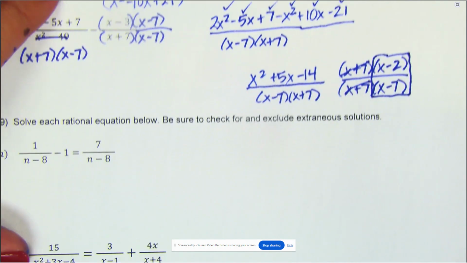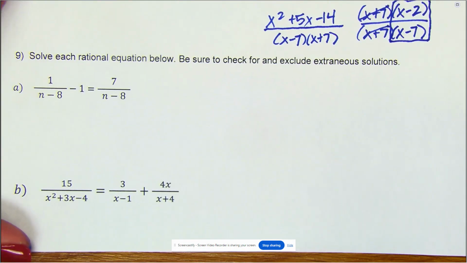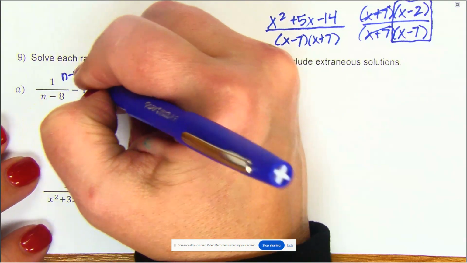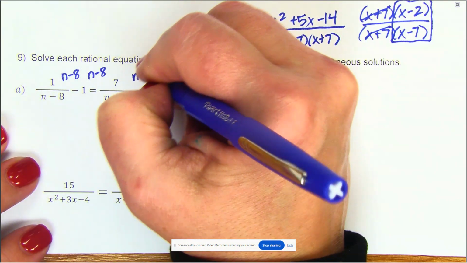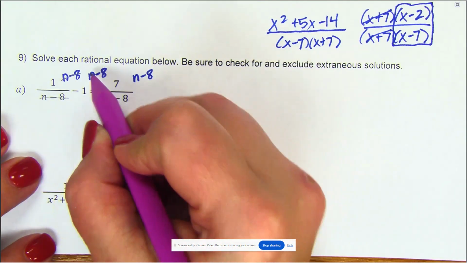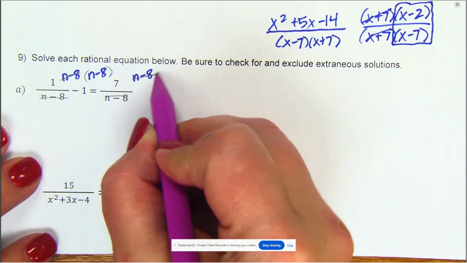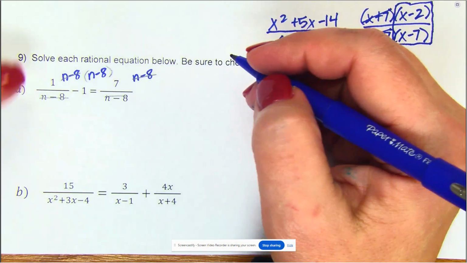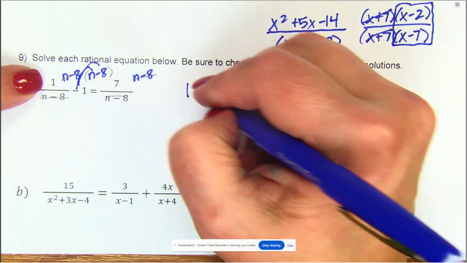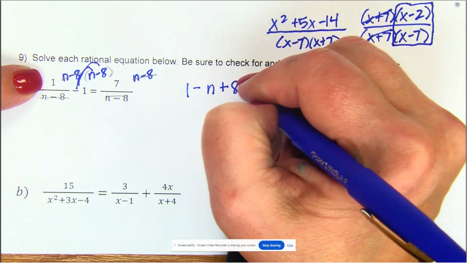Okay, to solve, there's different strategies. I teach clearing the denominator. So I notice in the denominator I have an n minus 8. So I'm going to multiply everything by n minus 8. I'm going to multiply this by n minus 8, this by n minus 8, this by n minus 8. Okay, why would I do that? Because on this term it'll cancel. Here I'm going to have to multiply, and on this term it's going to cancel. No denominator anymore. So now what do I have left? 1, and then multiply that out, minus n plus 8 equals 7.